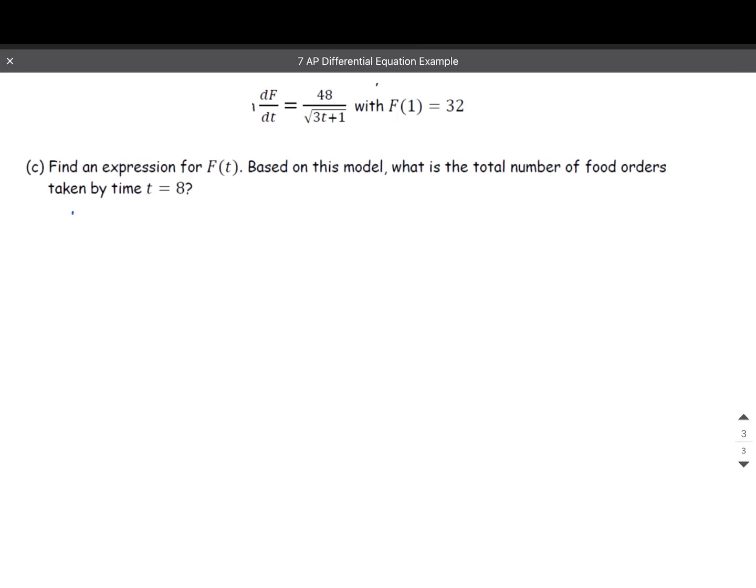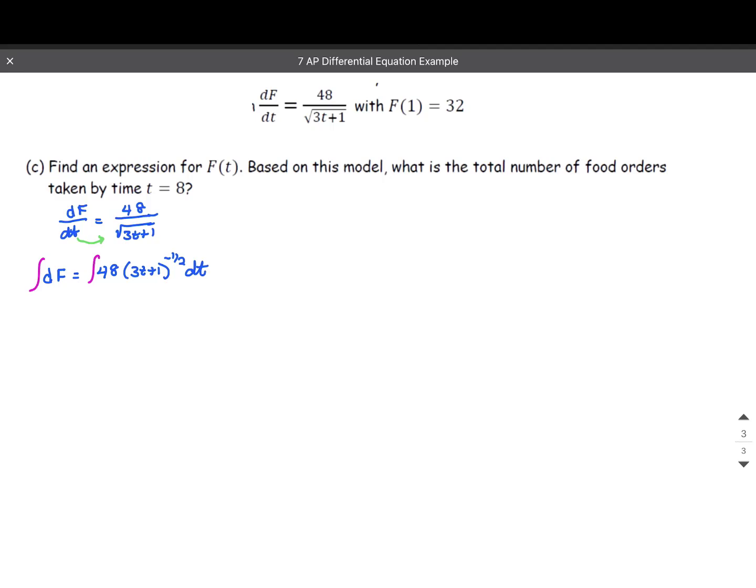So we start with our differential equation, df dt equals 48 over the square root of 3t plus 1, and we separate our variables. So the dt is going to go to the right, and we have no other f's to move. So we have df equals 48 over the square root of 3t plus 1. I'm going to rewrite that as the quantity 3t plus 1 to the negative 1/2, multiplied by my dt. And now we're going to integrate.